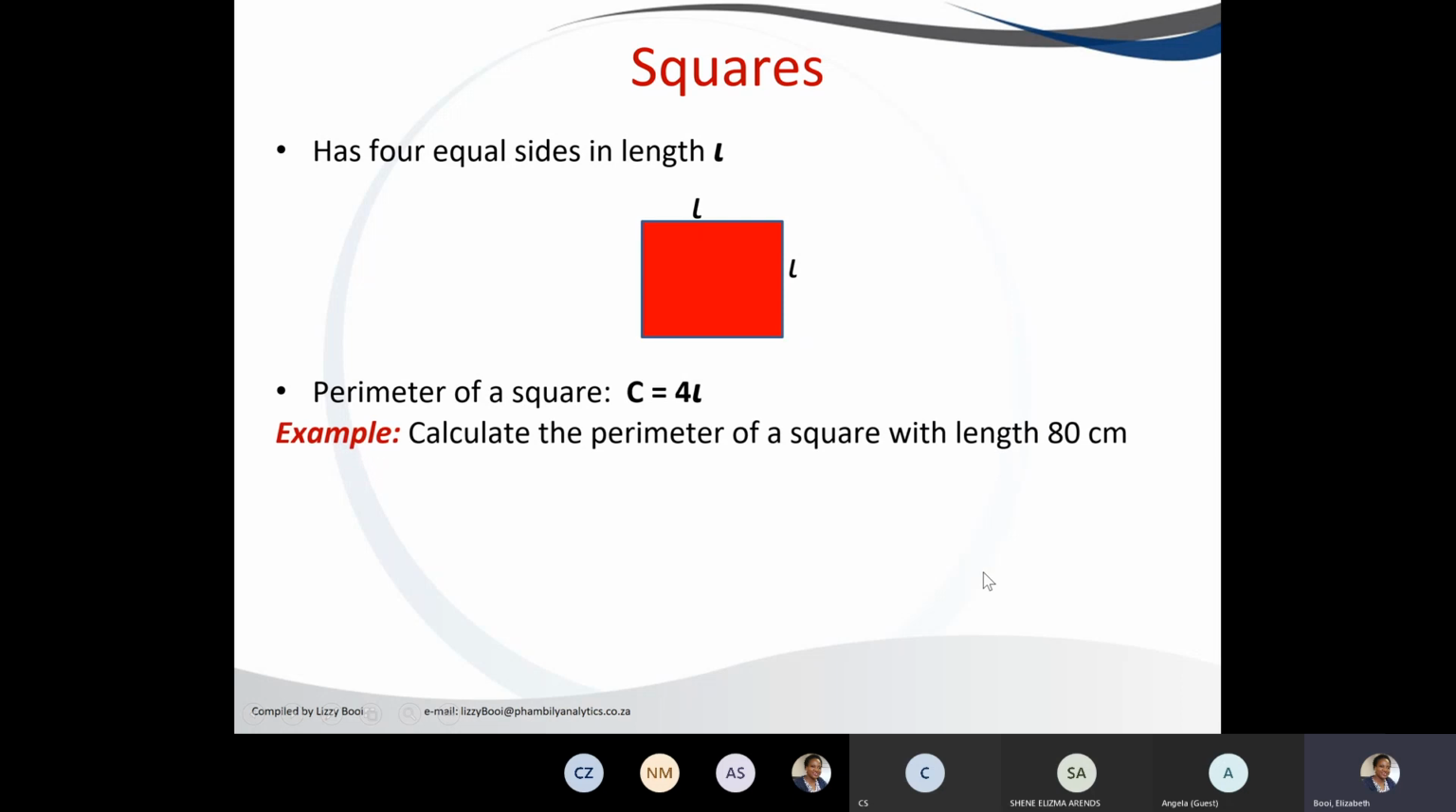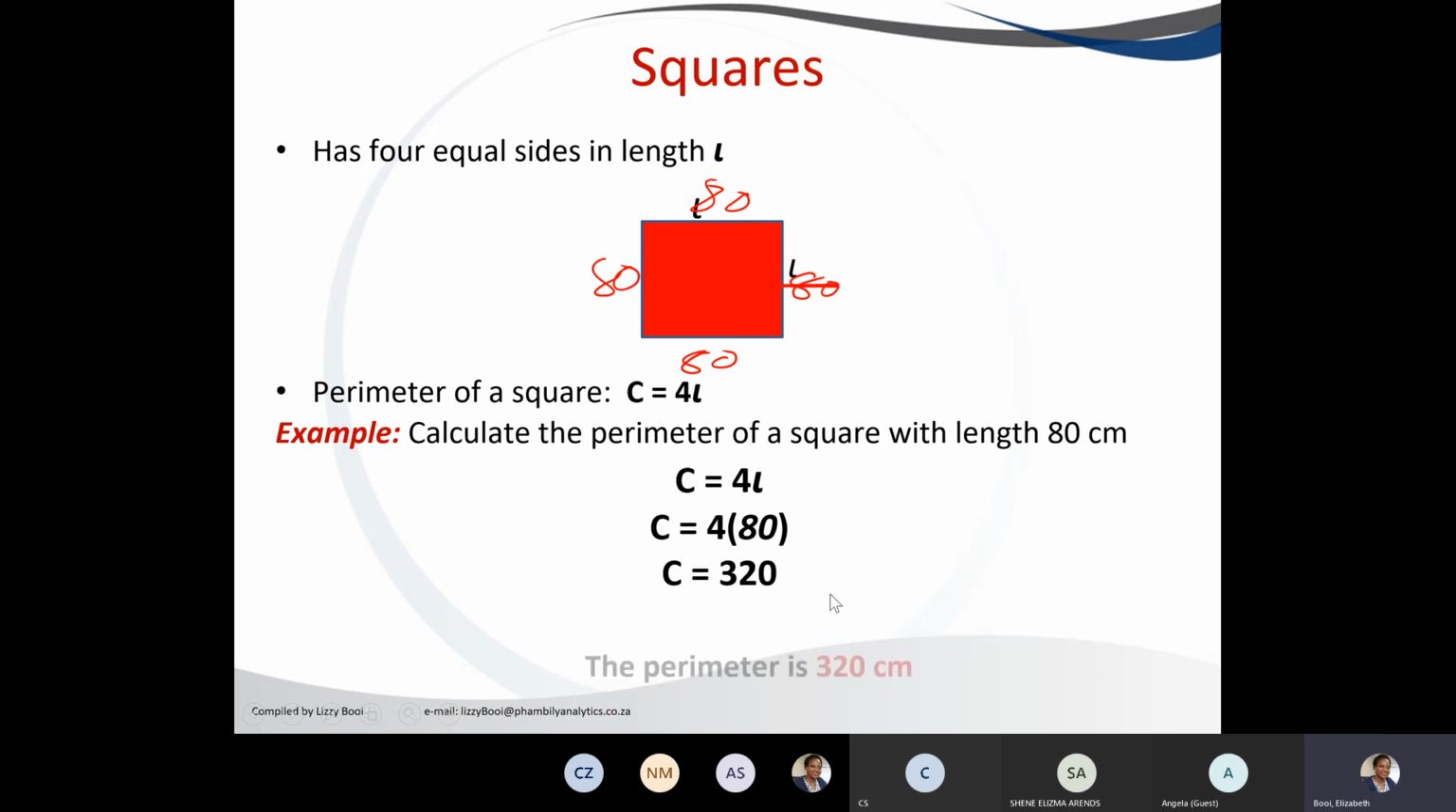So let's look at an example. To calculate the perimeter of a square with the length of 80, if this side is 80, therefore this side is 80, this side is 80, and this side is 80. And we can say 80 plus 80 plus 80 plus 80, which gives us 320. If we use the formula, we substitute the value of L, which is 80, into the formula, and we get C equals 320, which is the perimeter of the square. Easy to calculate the perimeter because we just add all the sides, the outside part.